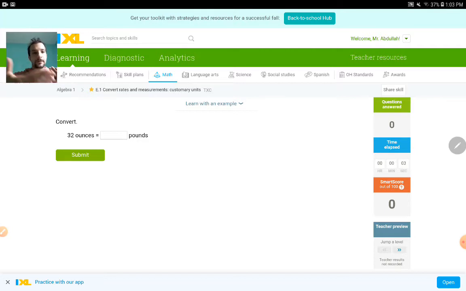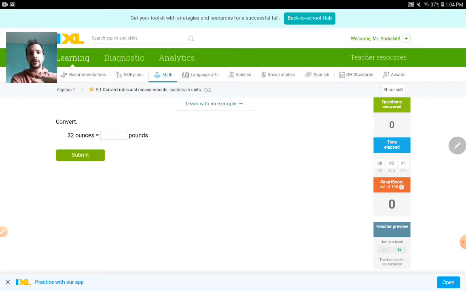The first question says, convert 32 ounces into pounds. I know that 1 pound equals 16 ounces, but you may not know this right off the top of your head. It's okay. Someone who knows that 1 pound equals 16 ounces would think, okay, if 16 ounces is 1 pound, how about 32 ounces? That would be 2 pounds, because 16 times 2 is 32, and 1 pound times 2 would be 2 pounds.